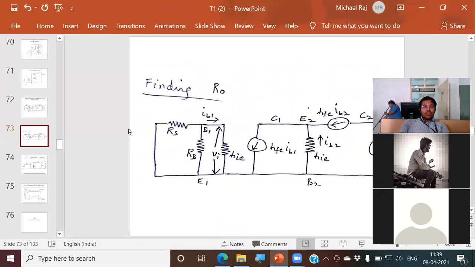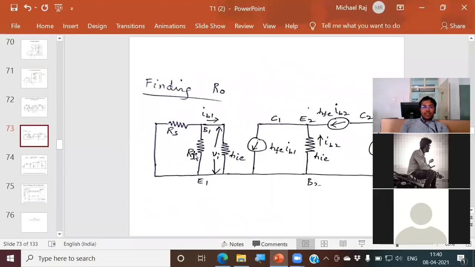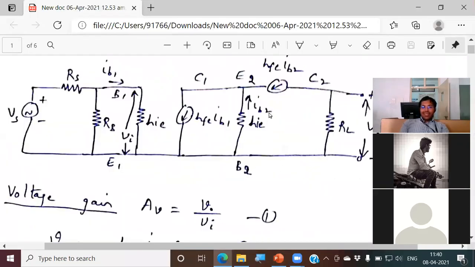So this is the circuit, with Vs replaced with short circuit. Remaining Rs, Rb, hie as it is. So the first rule we have applied. Second rule, RL open circuit. Why RL open circuit? See, it is like this.